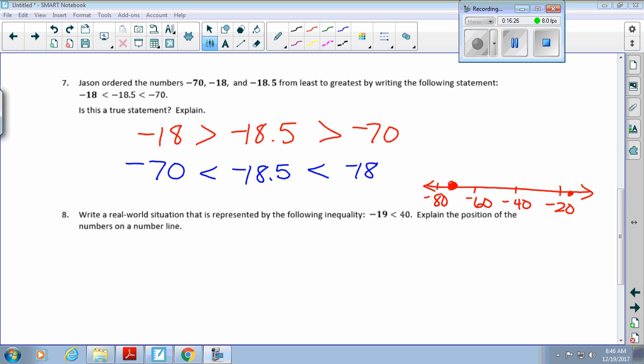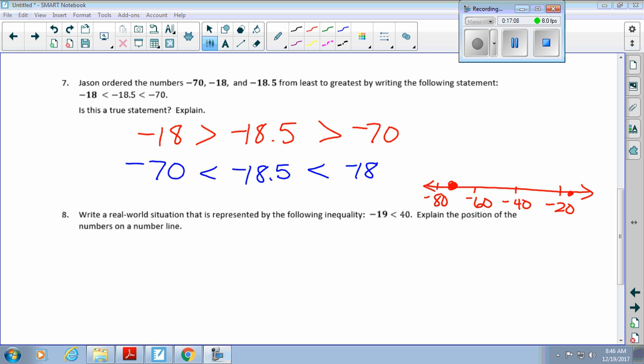Okay, Kane has a good example here that he's going to read for us. So go ahead, Kane. In New York, it was negative 19 degrees Fahrenheit. In Texas, it was 40 degrees Fahrenheit. Very good, thank you. So where would negative 19 be on a number line compared to 40? Kennedy? It would be farther on the left. Very good. So numbers to the left are less on a horizontal number line. On a vertical number line, which one would be lower? Negative 19. Make sure you say negative. Okay, nice job.